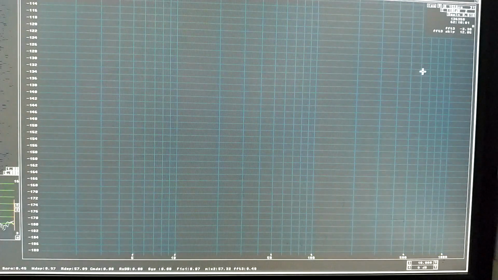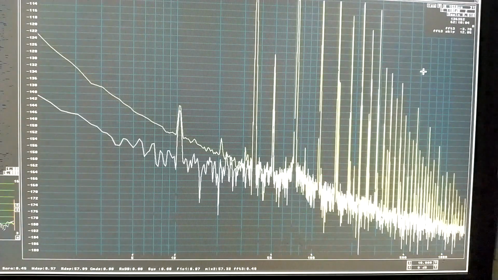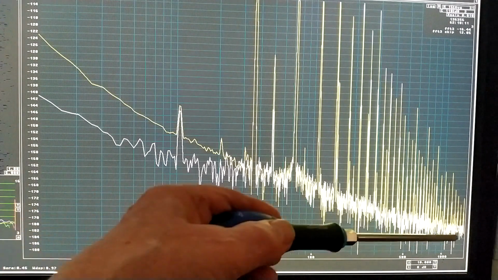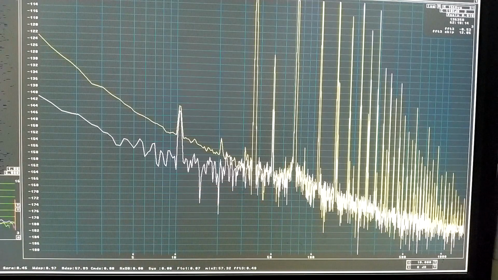And the last screen here is amplitude noise and phase noise. And of course, at the noise floor here, amplitude noise and phase noise are at the same level because it's uncorrelated to the carrier.